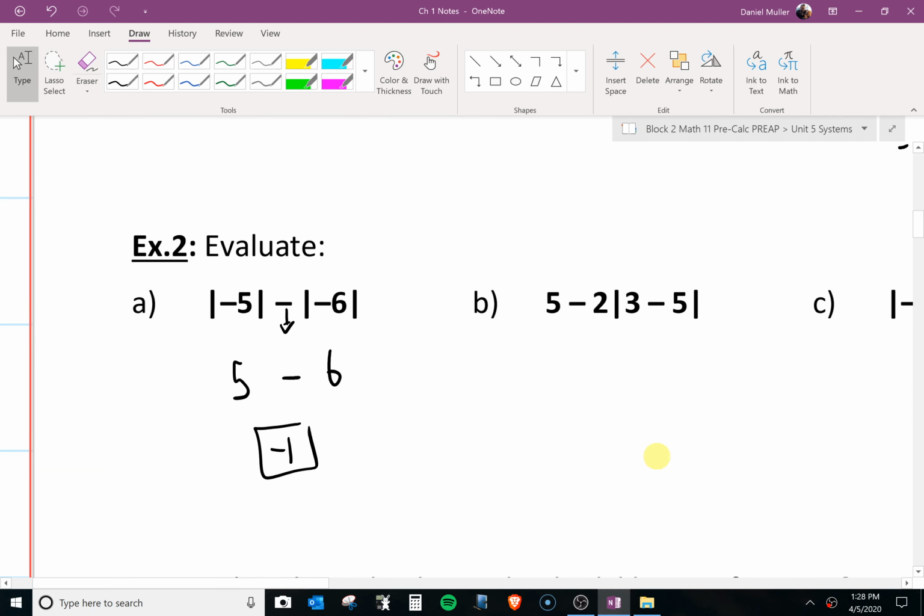Now we have this. We have to do what's inside the brackets first. We no longer can bring this 2 in, or this negative 2 in. So we're going to leave this as 5 minus 2. And 3 minus 5 is going to be negative 2. Now, one of the things that most people would like to do is to go, well, 5 minus 2 is 3. And you're right, 5 minus 2 is 3.